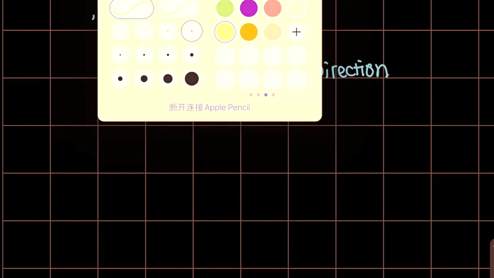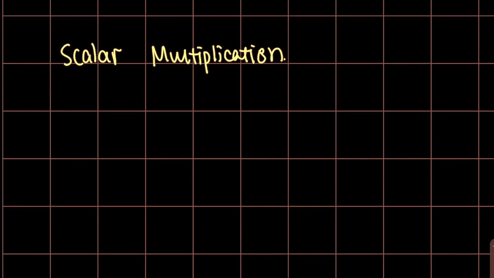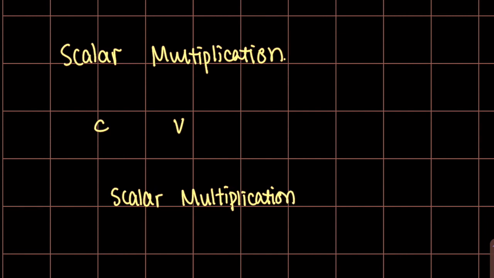so let's move to the next chapter, scalar multiplication. A scalar C and a vector V can be combined using scalar-vector multiplication, or simply scalar multiplication. The resulting vector can be written as CV.